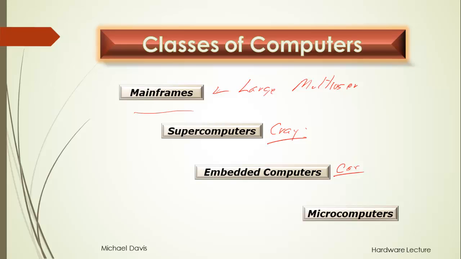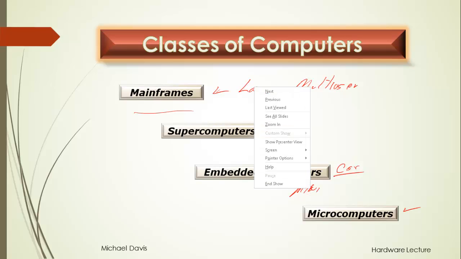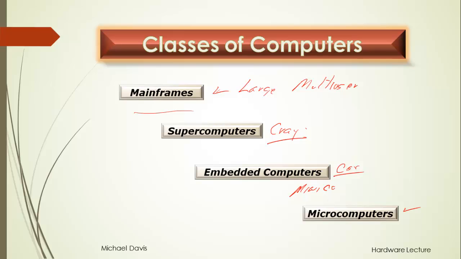And then there's the microcomputer. The microcomputer is a personal computer. It's usually a desktop type computer. It's meant for you as an individual to use. There used to be another category in here called the mini computer, which was really just a small version of a mainframe.